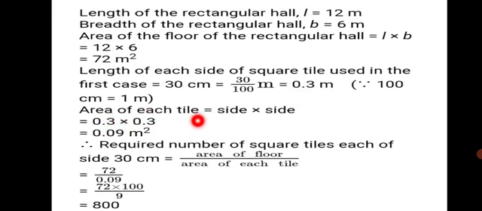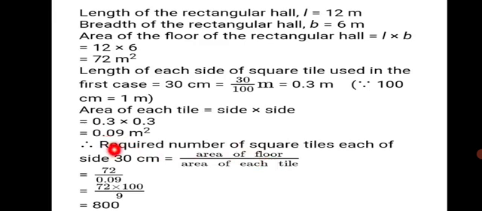Therefore, area of that tile, which is 30 centimeter, is equal to side into side, is equal to 0.3 into 0.3. We got 0.09 meter square area of tile which is having the side 0.3 meter, that is 30 centimeter. Now, required number of square tiles, each of side 30 centimeter, is equal to total area of floor upon area of each tile. What is the total area of floor? 72 meters square we have found out. So 72 divided by area of each tile.